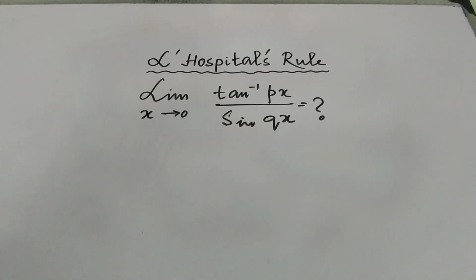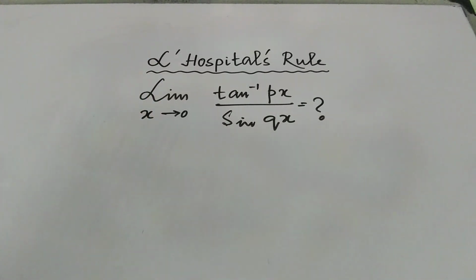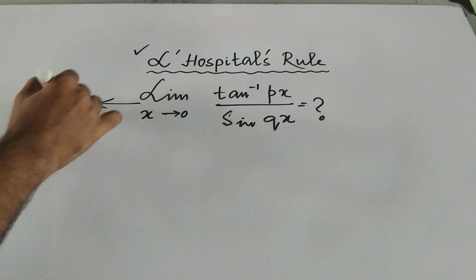Hi everyone. Today we are going to discuss limits in calculus, but with one different rule that I shall apply today. What is that? That is L'Hospital's rule. That is a well-known rule when a limit is in the form of 0 by 0.